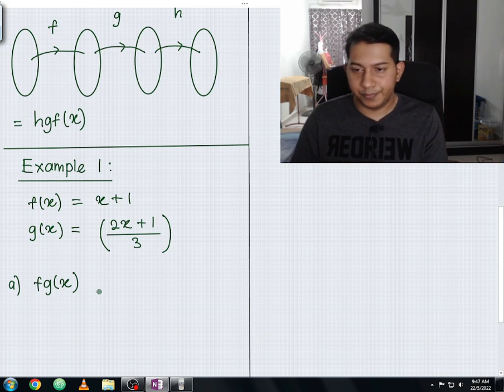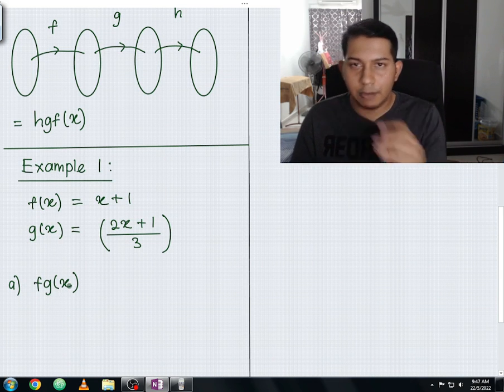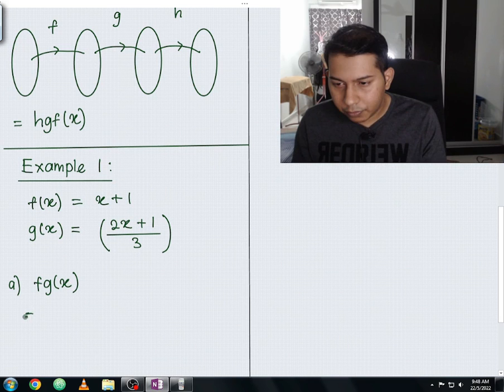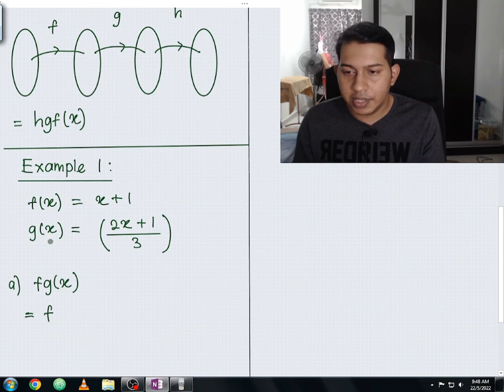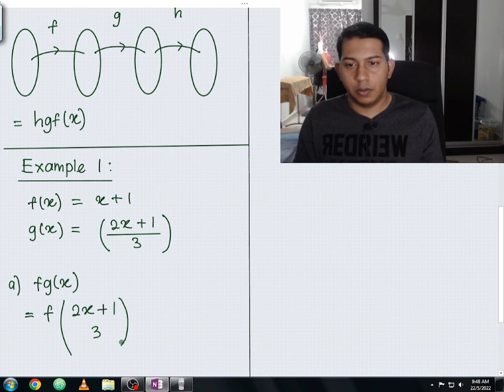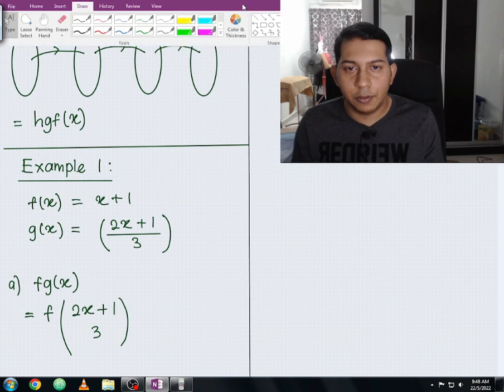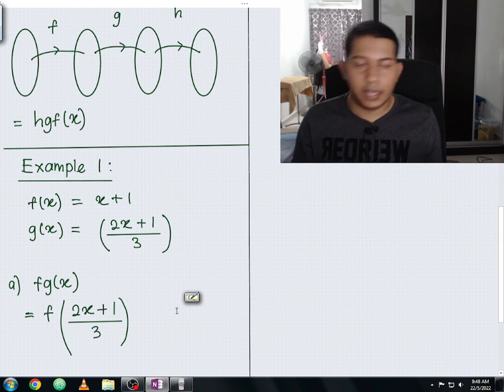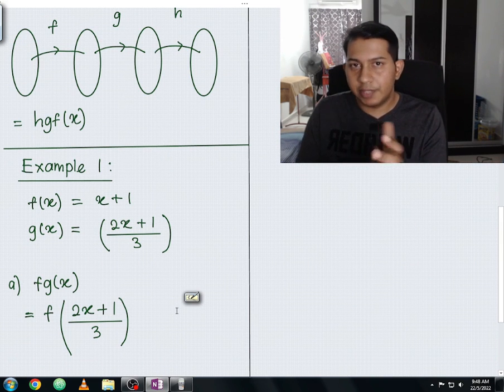So how are you going to solve? Very simple. Start with the right hand side and then move towards the left hand side. So the function f, you have the function g(x) over here. The function g(x) is already given as (2x plus 1) over 3. So you just write it over here, (2x plus 1) over 3, and you underline the fraction. Until here it's pretty easy.